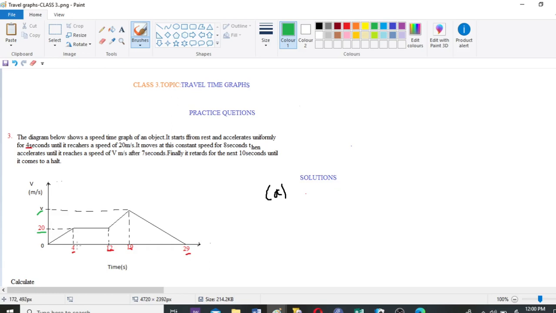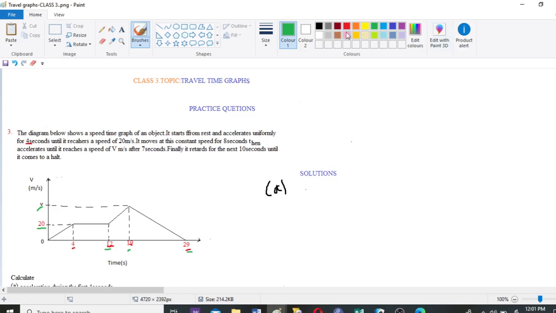So remember, time we add. Here the first was 4 plus the second was 8, giving us 12, and the third time it took was 7, giving us 19. The last one was 10, adding to 19 we got 29. All right, so now let's go into calculations.